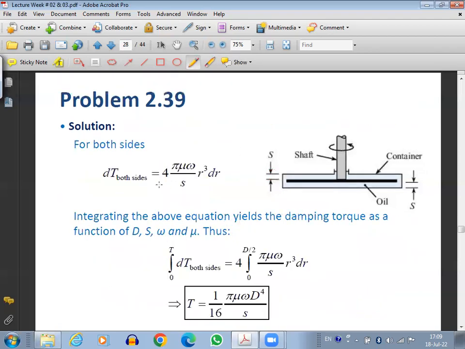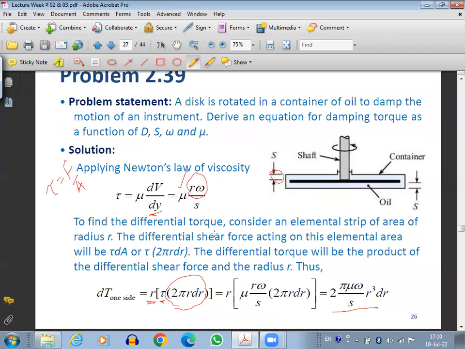So it will become four here. Already the formula had a two, so multiplying by two, it will become four here. So you're going to get this formula integrated over the entire radius, zero to d by two. Why did I not do zero to r here? Why did we do zero to d by two? Because in the question it is written, find it as a function of d, s, omega and mu. It was not written r, s, omega and mu. Since it was written as a function of d, that's why I used 0 to d by 2 instead of 0 to r.